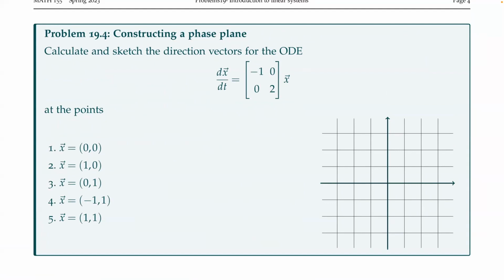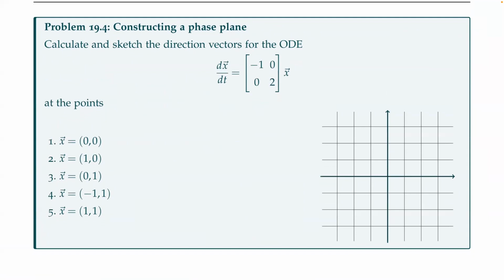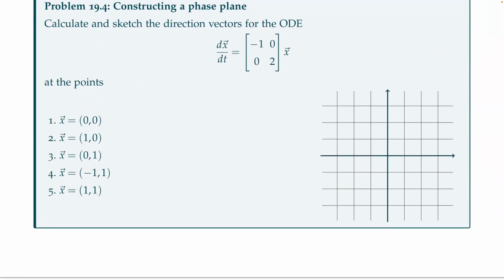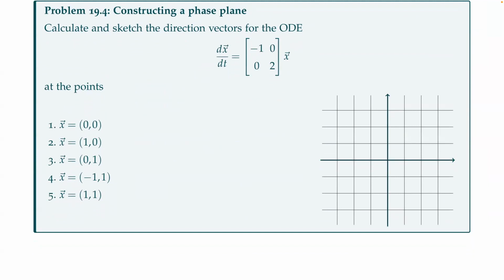Okay, before we actually start trying to construct one from a system, let's think about what's actually going on here at each of these points. Okay, so we've got some system here, dx/dt is equal to the matrix -1, 0, 0, 2. So this is our matrix A times our vector x. Okay, so what's actually going on here? So we can think about taking each of these different points here and working out what is our dx/dt at each of these different points.